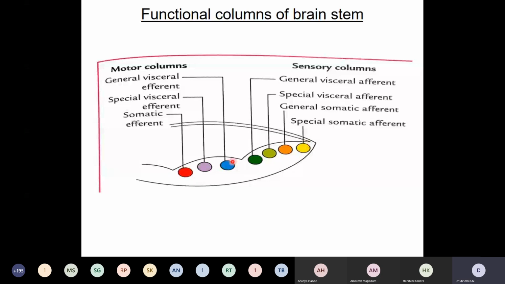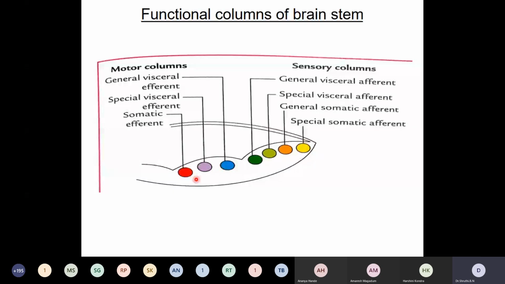3 are motor in nature, they lie in the basal lamina, and 4 are sensory in nature, that lie in the alar lamina. So these 3 columns are general somatic efferent, special visceral efferent, general visceral efferent. Then in the alar lamina you have general visceral afferent, special visceral afferent, general somatic afferent and special somatic afferent. I'll tell you why you should remember all these names and what their function is.